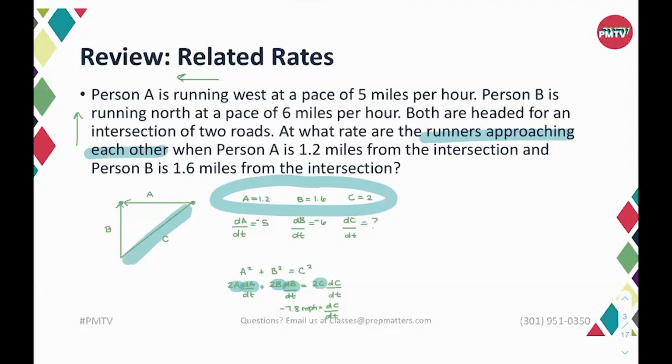The rate of change of C, of this distance right here, is negative, but in the wording of the question, we're already talking about it being negative. We already know that it is decreasing. We already know that this distance between A and B is getting smaller. So we would say that the runners are approaching each other at a rate of 7.8 miles per hour.